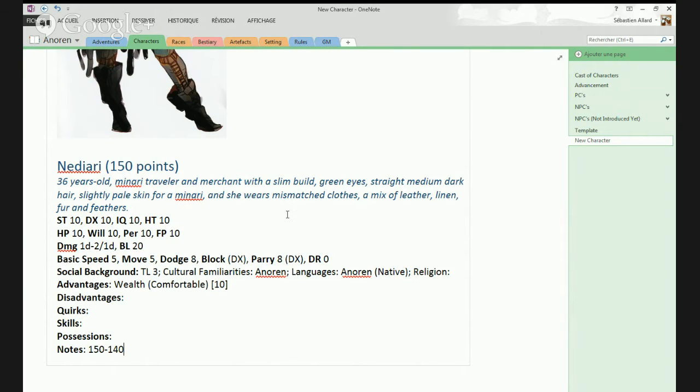You have to measure. Some characters should definitely be powerful, like kings and emperors and the best swordsmen you've got in the land. And of course, these characters should be powerful. But most characters that are under the PCs, normal people, should be, you see the stats over here, 10s, 10s, 10s everywhere. This is the average human in GURPS. So most NPCs should be around these values.